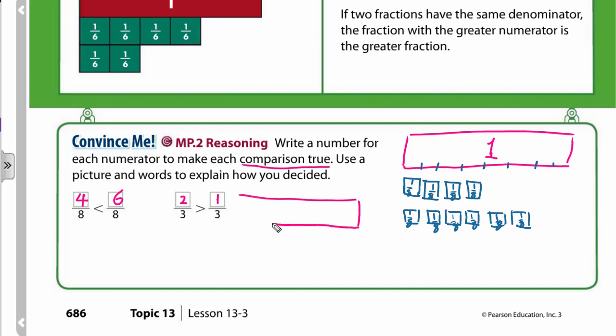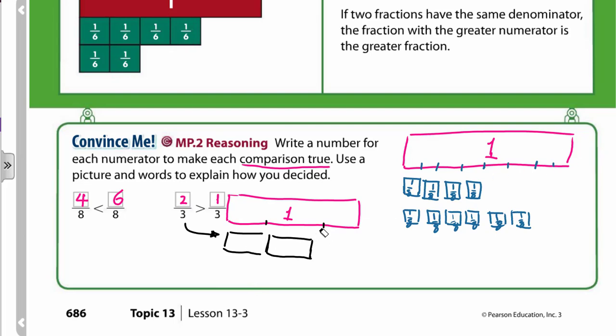To draw it, we start with the whole 1. We need to divide the whole 1 into 3 equal parts. So I can divide it from here and here. For the first one, 2/3, I want to make it 2 1/3 strips. This is 1. Okay. This is 2.